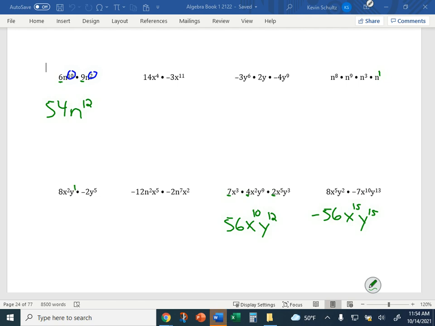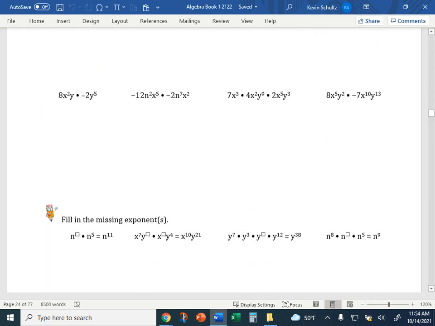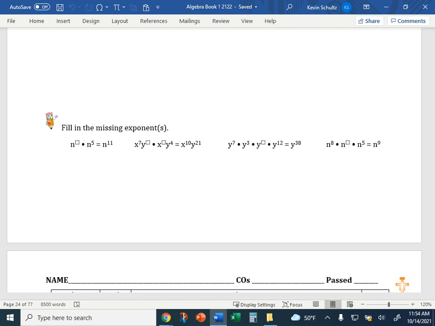Okay. Down at the bottom, we kind of do an equation solving with this rule here. It says fill in the missing exponent. N to the blank times n to the fifth equals n to the 11th. What would this have to be so that if I multiply by n to the fifth, it gives me a total of 11 n's? G. 6. Good.